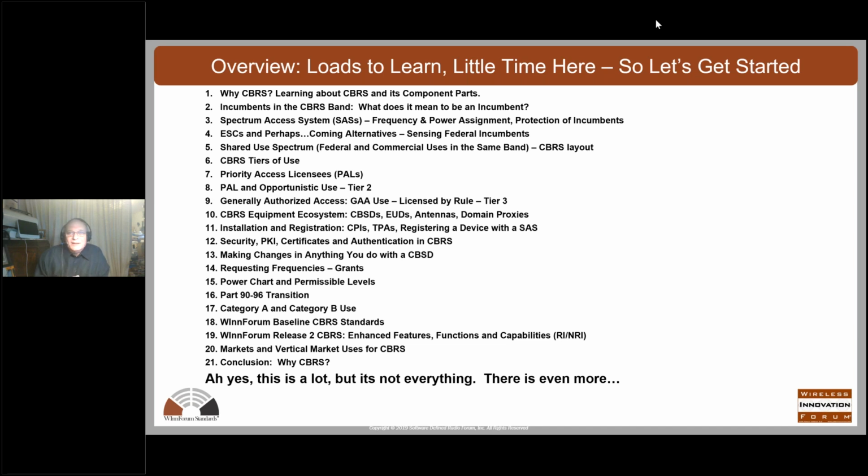What's a CPI? We'll be talking about a whole range of things around registration, including some of the materials that you have to relay to the SAS when you're registering your device. This is a band that does interact with the federal government, and so there is some security involved with the band. And so we'll talk about PKI, and we'll talk about certificates of authentication and where and how they're used. We'll talk about some changes.